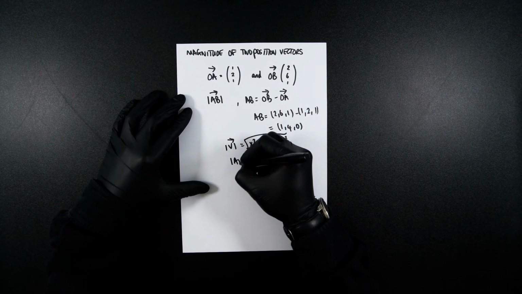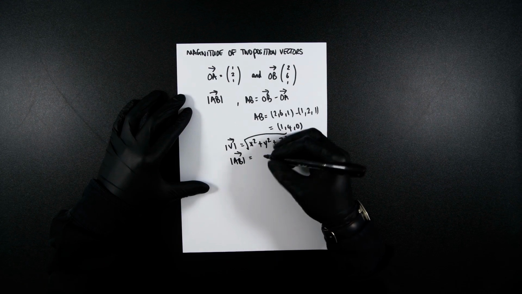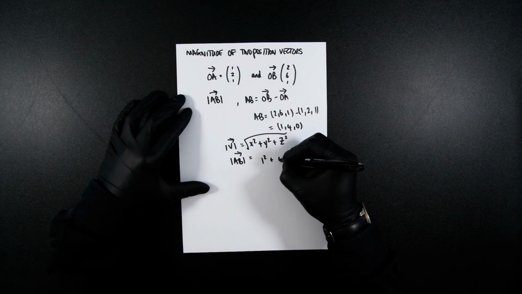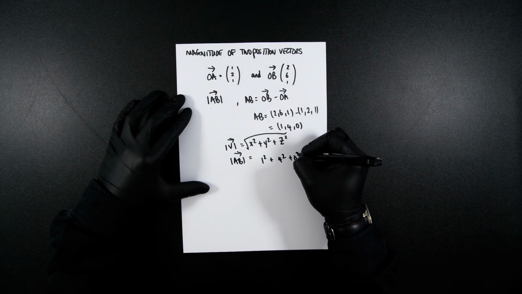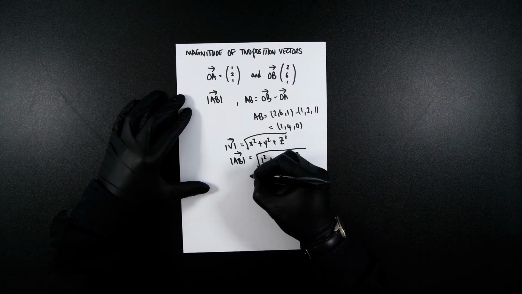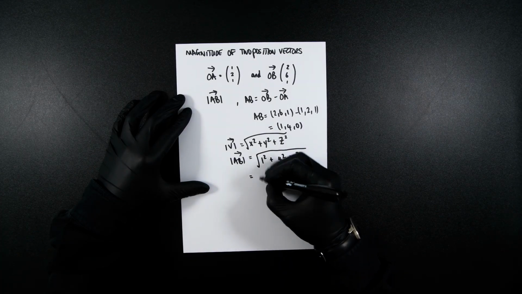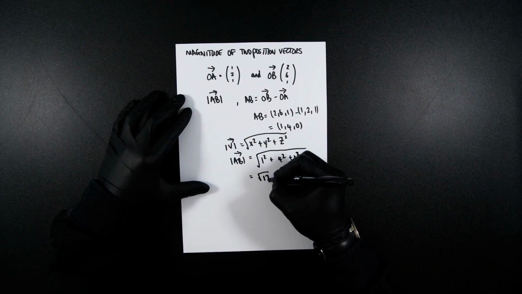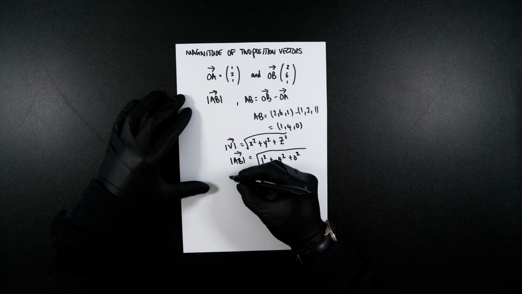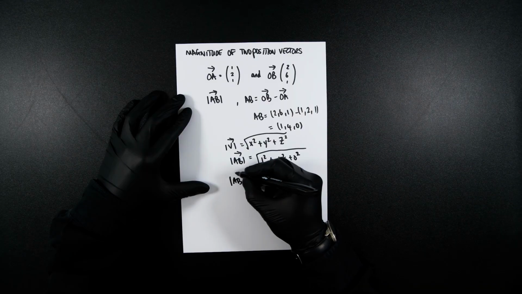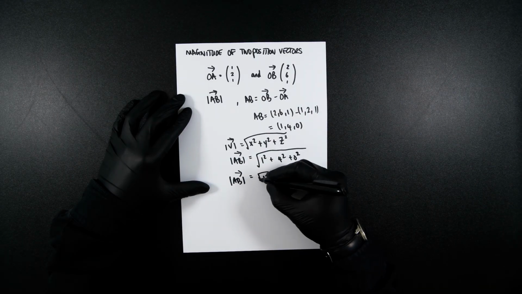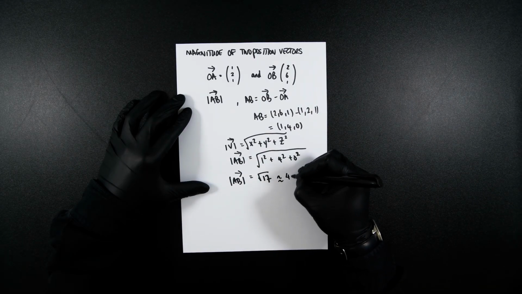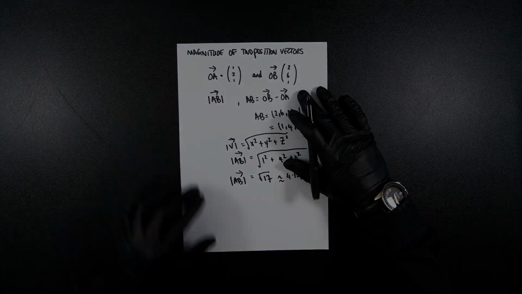So let's do that for AB. And you're going to get 1 squared plus 4 squared plus 0 squared, all square rooted. So that's going to be 16 plus 1, root 17. So therefore, the magnitude of these two position vectors is root 17 or 4.12.